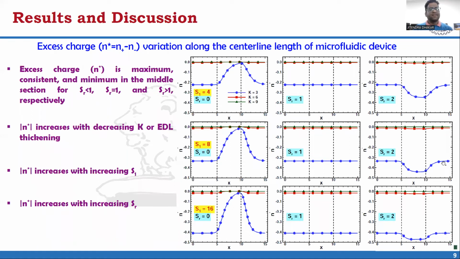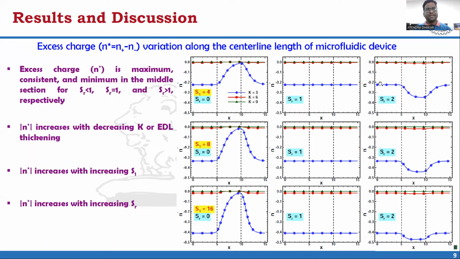Excess charge and N star variation along the length of the microfluidic device. In the first column of the figure, excess charge is maximum in the middle section when SR is less than 1 because charge on the surface of the middle section is lesser than the other section of the device. In the second column of the figure, the excess charge is uniform in the middle section when SR equals 1 due to charge on the surface of the middle section being equal to the other sections of the device.